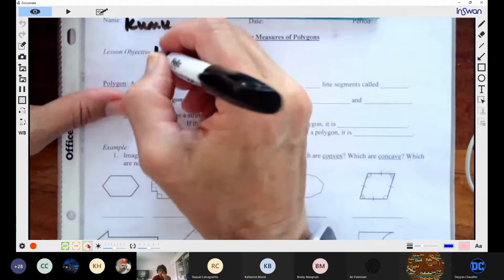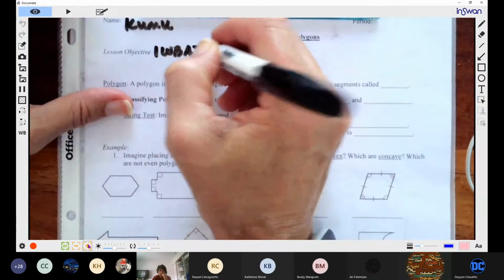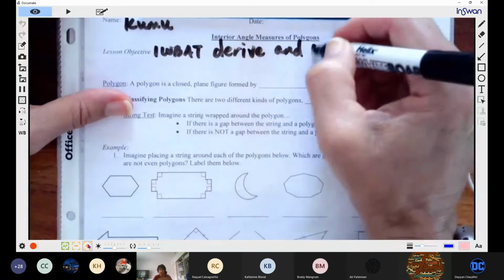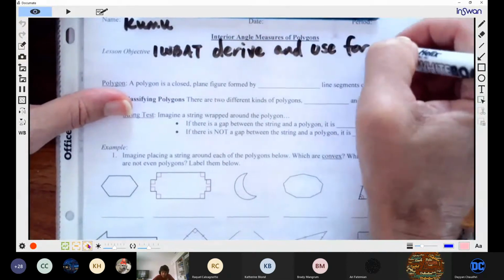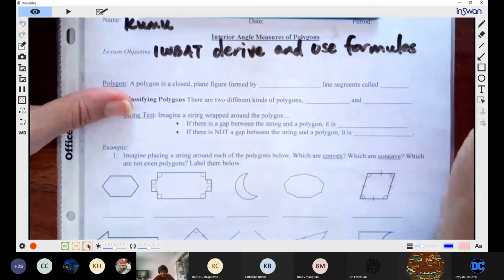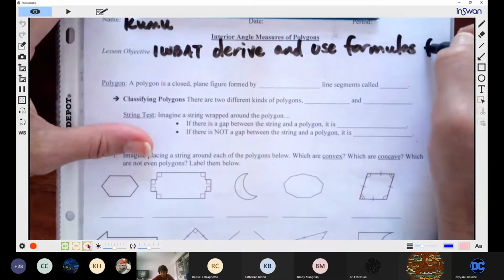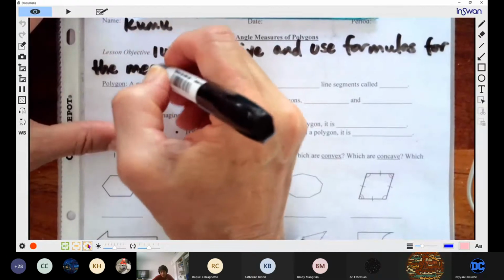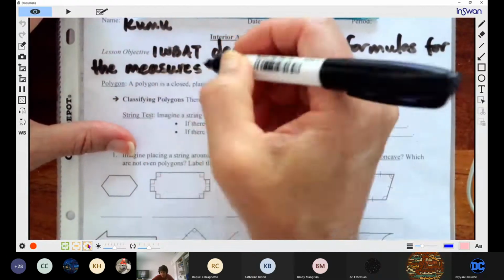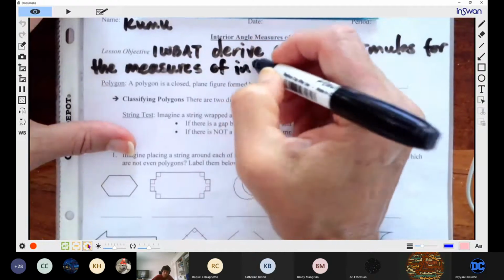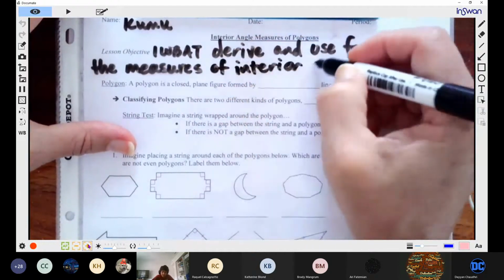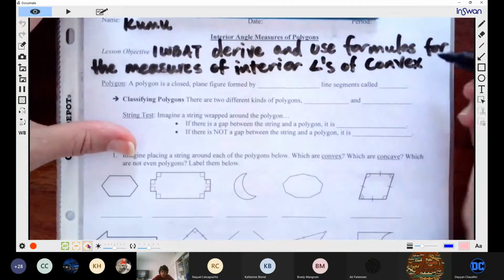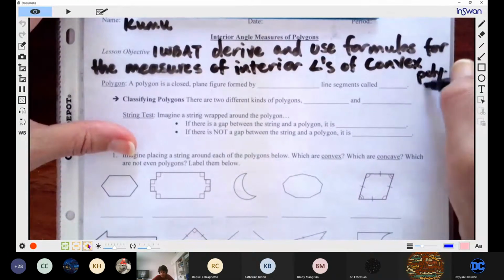Our objective is that I will be able to derive and use formulas for the measures of interior angles of convex polygons.